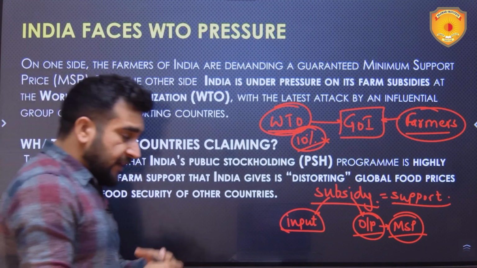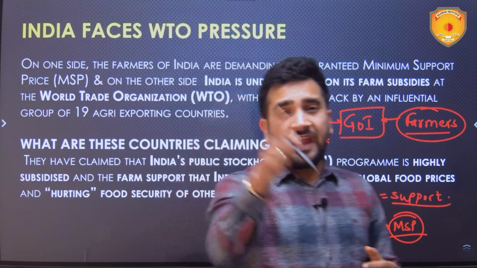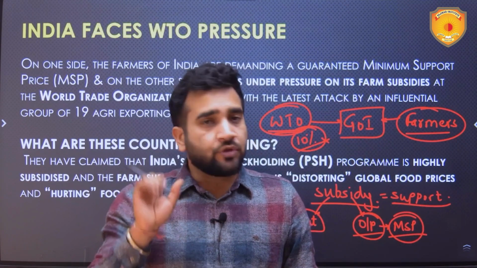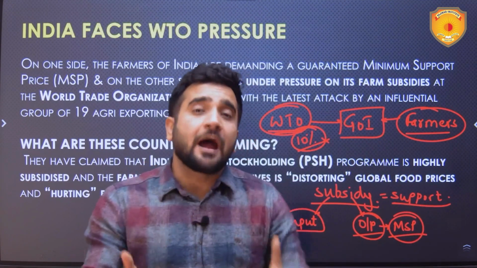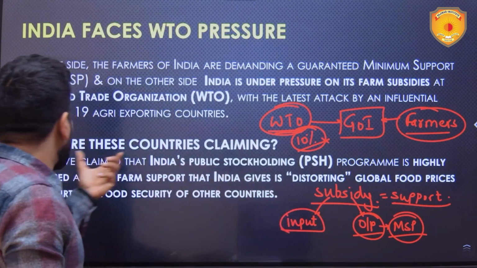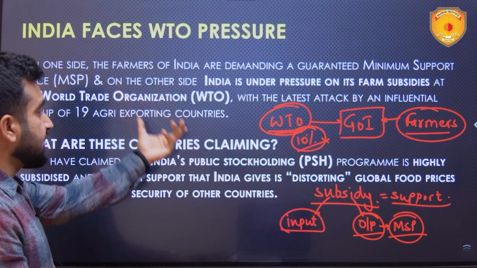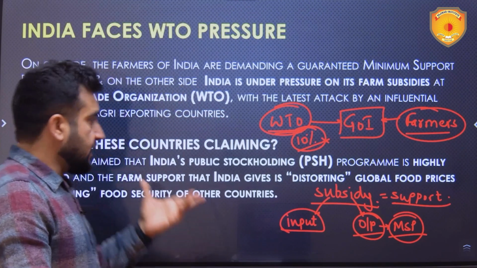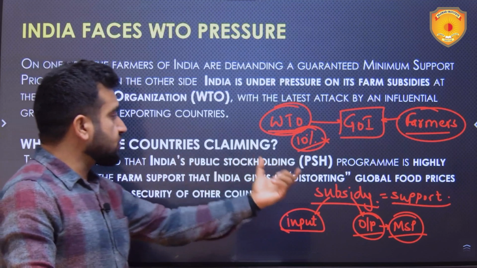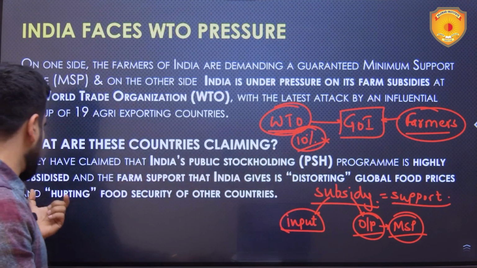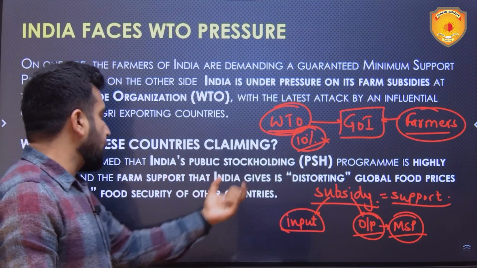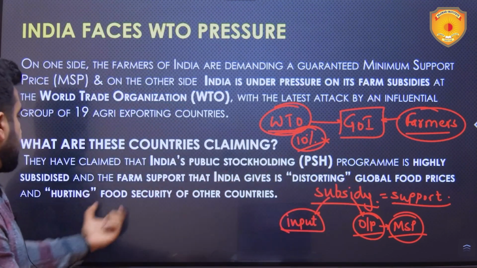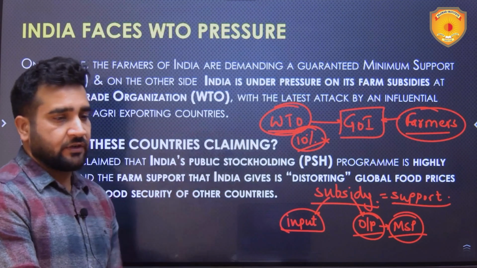And by this month end, February 26 and 27, there is going to be a ministerial meeting of WTO in Abu Dhabi. So let's see what happens over there. Now, what are these countries claiming? There are many countries which are claiming that India should not be giving these subsidies. They are claiming that India's public stockholding program is highly subsidized, and the farm support that India gives is distorting global food practices and hurting food security of other countries.